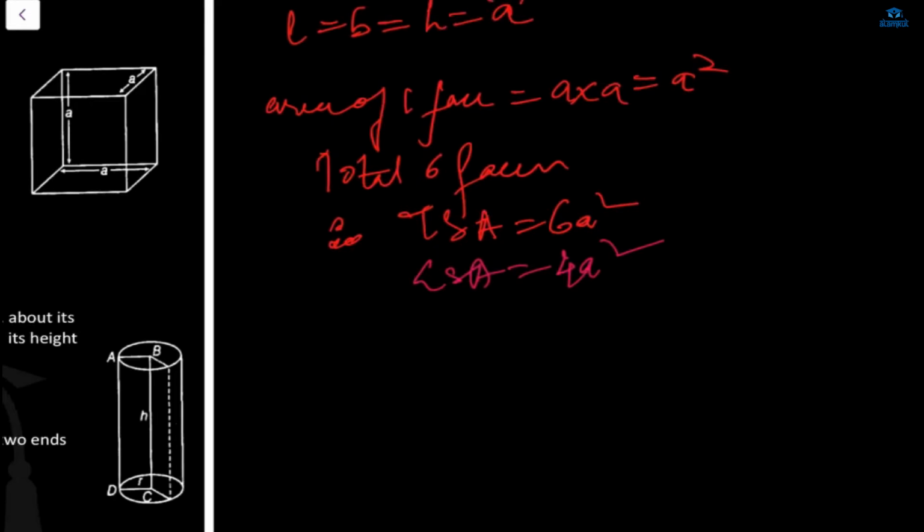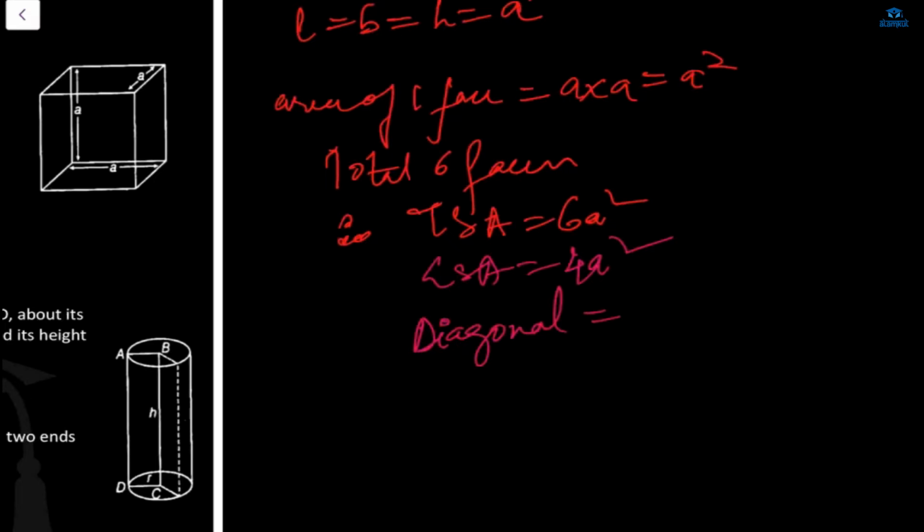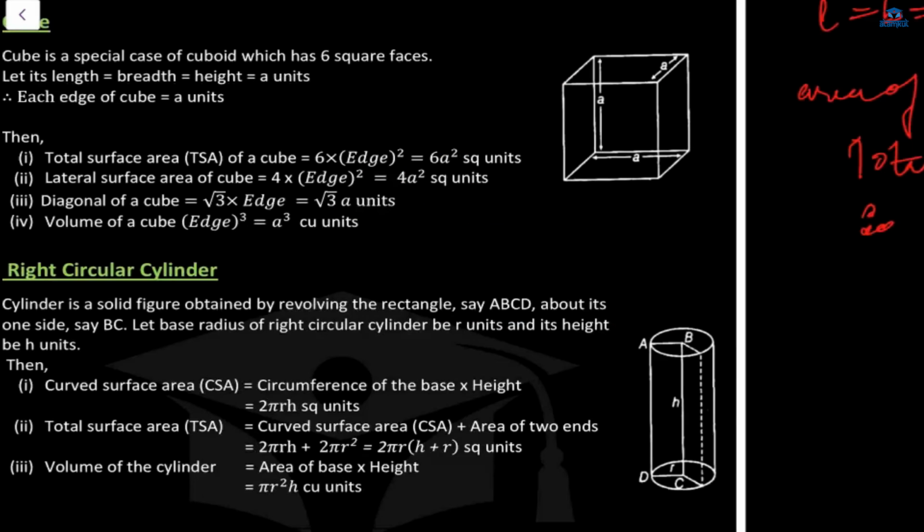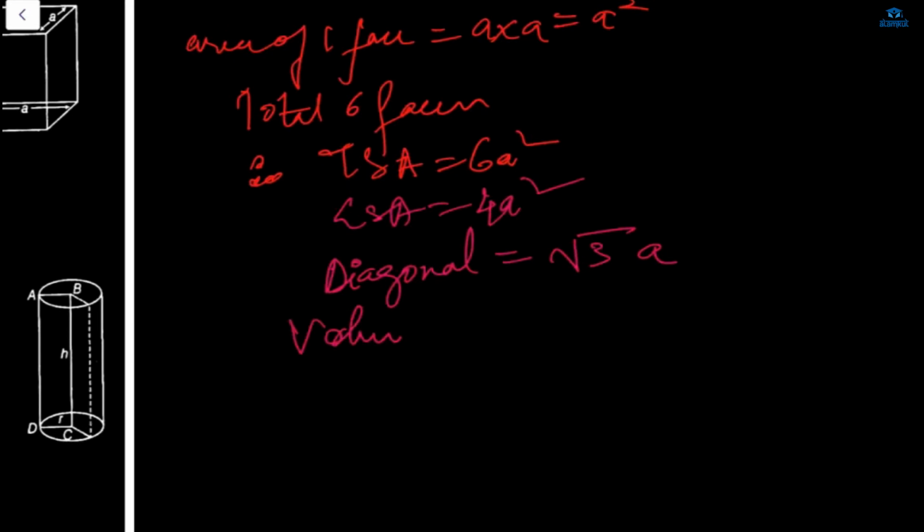Now what will the diagonal be? From this point to this point. The diagonal will be root of A squared plus A squared plus A squared, so you'll get root of 3A squared, which is root 3 into A. Now the volume will again be L into B into H, so A into A into A, that will be A cubed. Any doubt in the formulas of cube and cuboid?